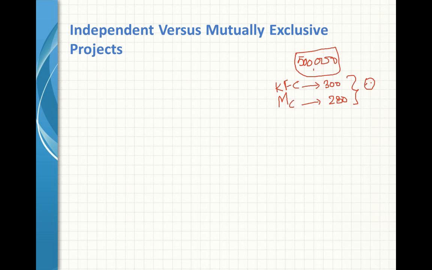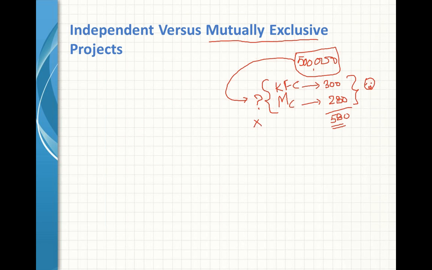Now, I'm happy with both the projects. Both are profitable. I want to start both. Both will fetch me profits. But is my cash balance enough to accept these projects? Definitely no. Why? Because what amount you have with you? 500,000. What amount is required here? 580. They are called mutually exclusive projects, meaning the acceptance of one project will automatically reject the acceptance of the other project. Why? Because I have 500,000 with me, more than which I cannot contribute. This is the maximum amount I can contribute.